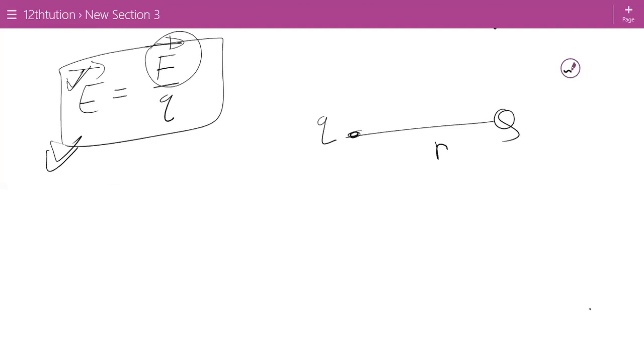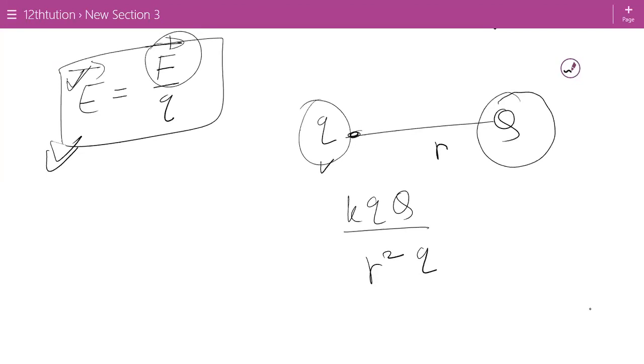Force between them is K small q capital Q divided by R square. That is the force. Now divide it by the charge and you will get electric field. If you are calculating electric field due to this capital Q charge, then you have to divide the force by the other charge, leaving this capital Q. So small q will get cancelled and you will get kQ divided by r square. That is the electric field.